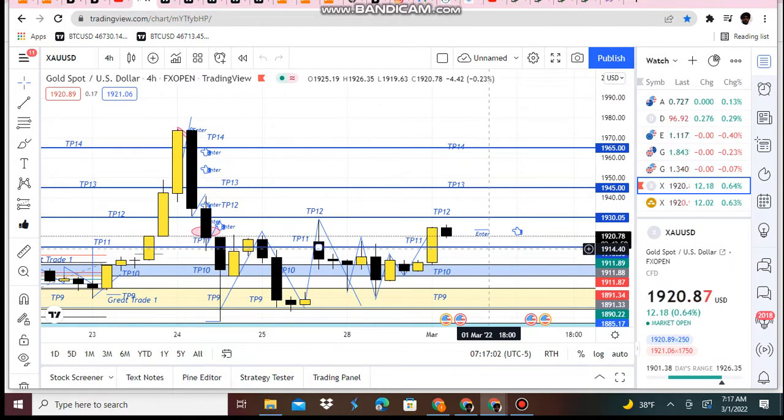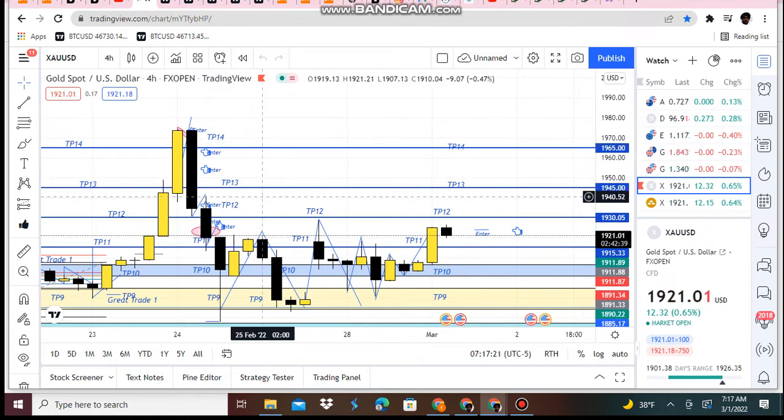Take profit 10 starts at 1914 all the way to 1900, obviously, and then from 1900 to 1889 all the way down to 1884. This is take profit 9. So we should see gold heading back down to take profit 10 and then eventually take profit 9. And we can see this during the New York session.